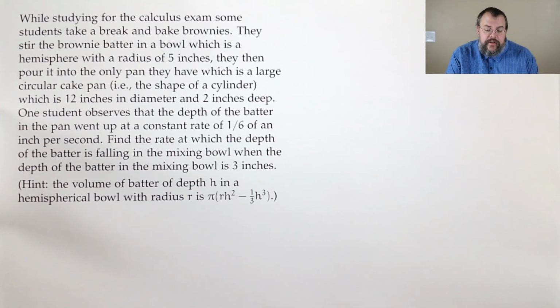While studying for the calculus exam, some students take a break and bake brownies. They stir the brownie batter in a bowl, which is a hemisphere with a radius of 5 inches. They then pour it into the only pan they have, which is a large circular cake pan. Okay, so that means a cylinder. And it's 12 inches in diameter and 2 inches deep.